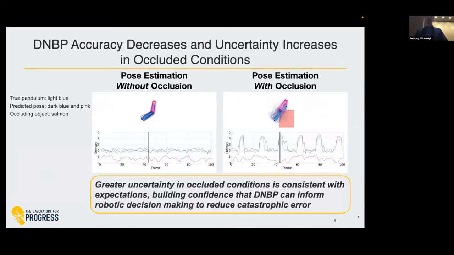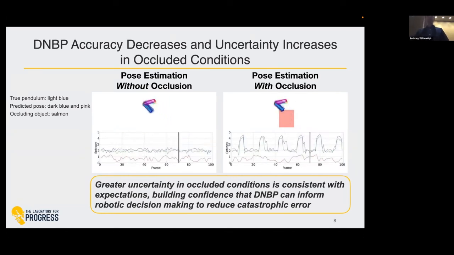I'll highlight one result. I'm going to play these two videos side by side. On the left-hand side is the pendulum swinging in a case where there's no occlusion. On the right-hand side, that same pendulum is swinging, but the orange or pink square that we've added in the center is an occluding obstacle that would obstruct our robot's vision.